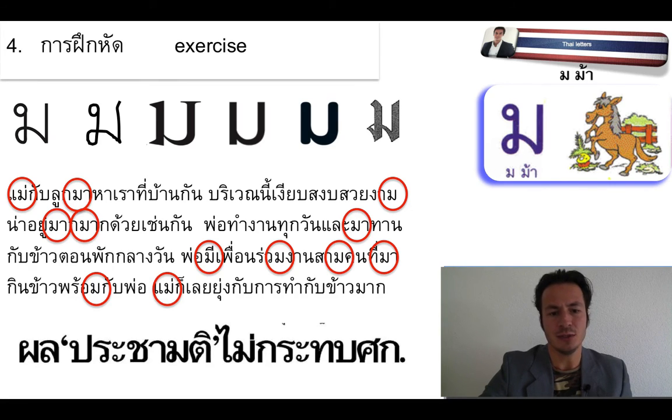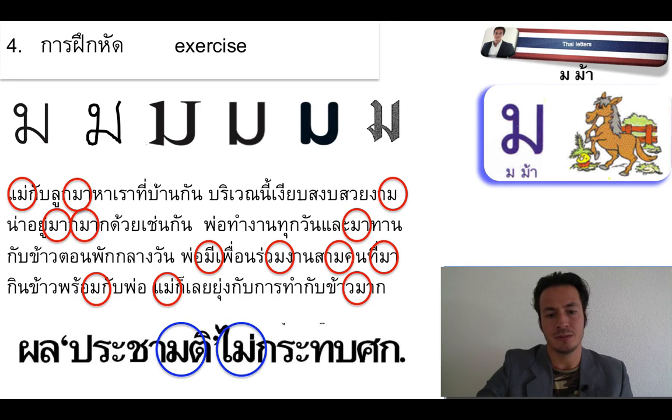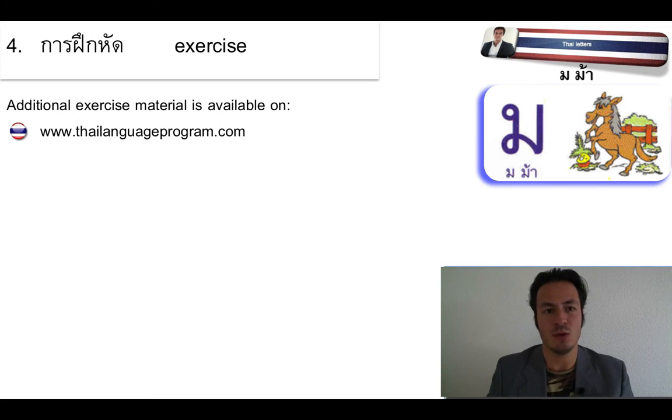right there ก็เลยยุ่งกับการทำกับข้าวมาก and right at the end. So we have in total, I'm not going to count it here, but we have the ones which are basically marked here. And in the second part we have I think two characters มอม้าผลประชามติ so there ไม่กระทบ. Okay, these two, I hope you found them all, they were fairly easy. Okay, let's continue.